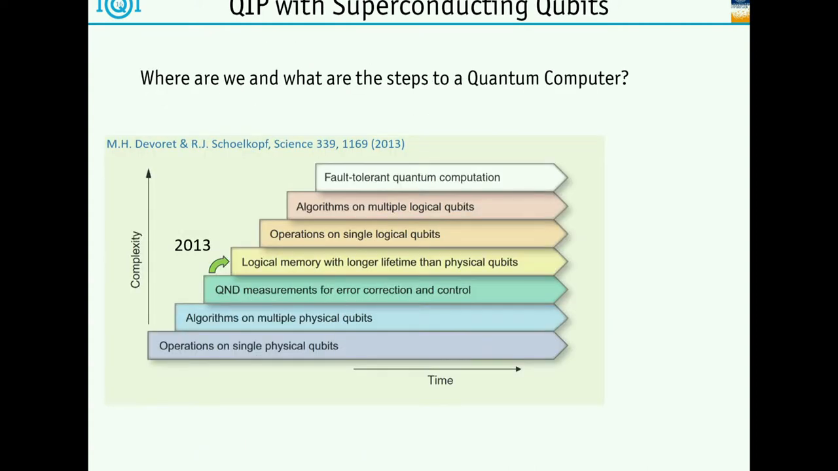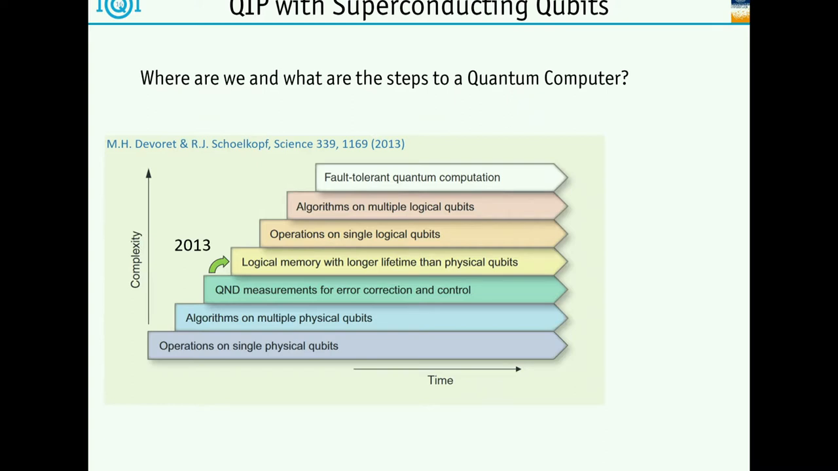I like this graph very much. This is out of a Science review article by Michel Devoret and Rob Schoelkopf, which asks how we can progress towards a quantum machine, a quantum computer that is actually useful. In 2013, we were taking the step from single qubit operations, running algorithms on multiple qubits, and doing QND measurements, and what has been done in the last years is actually implementing logical memory. So really going towards error correction and trying to keep the qubit alive. I would say there are now two to three proof of principle experiments that really show that this idea works.